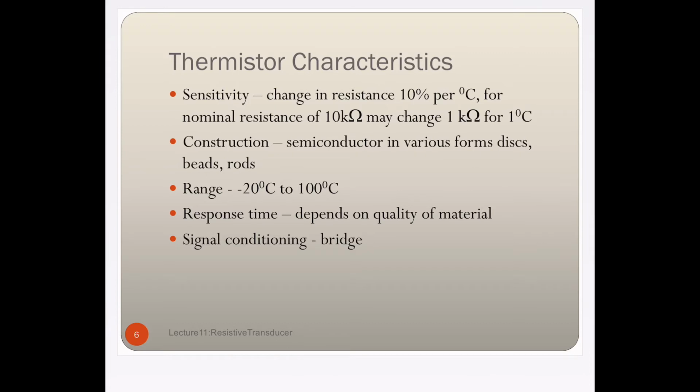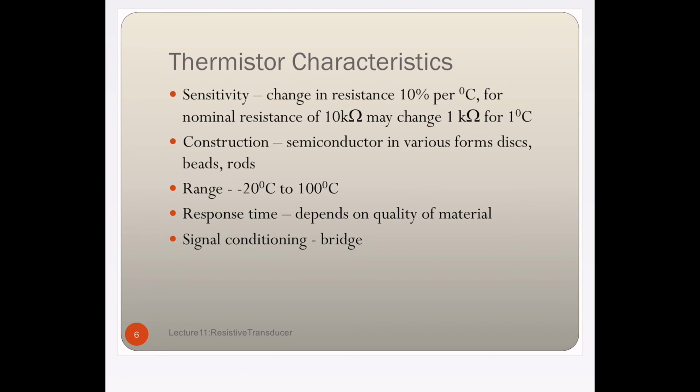Next, let's discuss thermistor characteristics. The first one is the sensitivity of the thermistor. In a thermistor, the change of resistance is quite big, in terms of kilo ohm. For example, if we choose a nominal resistance of 10 kilo ohm and the sensitivity is around 10% per degree Celsius, then it means that if the temperature increases by 1 degree Celsius, the resistance value will drop by 1 kilo ohm.